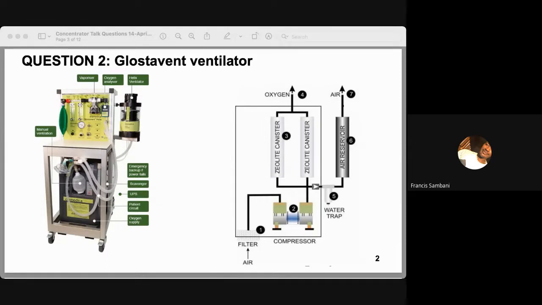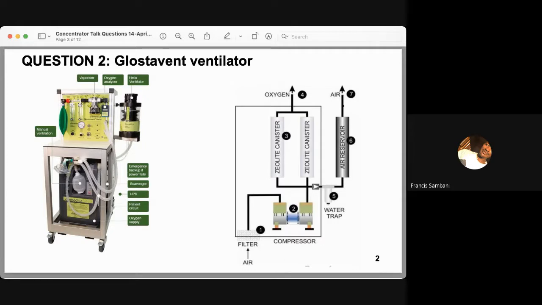On our left, we have a view of how the Grosser vent Helix machine looks. It has four main components. The first, already mentioned, is the oxygen concentrator that we can see just on the bottom of the shelf. Then on the right of the picture, we can see a Helix ventilator, which is also one main component. And then we have the vaporizer.